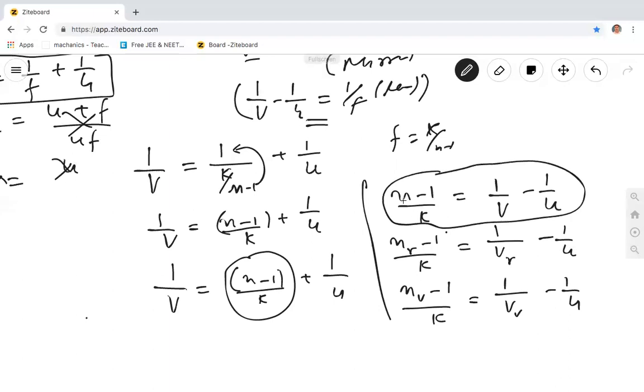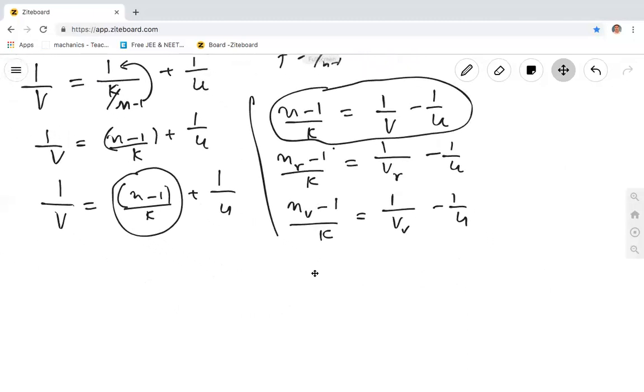How can I write this equation for red? N red, the refractive index for red, minus 1 by K equals 1 by the final position for the red image minus 1 by U. What is U? The object position, the original position. Should I write the object position for red? It's the same for both red and violet. Very nice, you are quick to understand. I am so happy. Because it is the same for both, why should I put red and violet here?